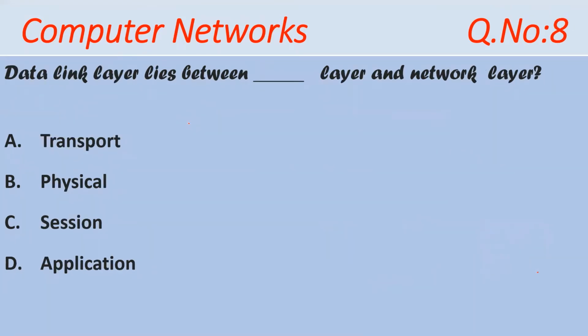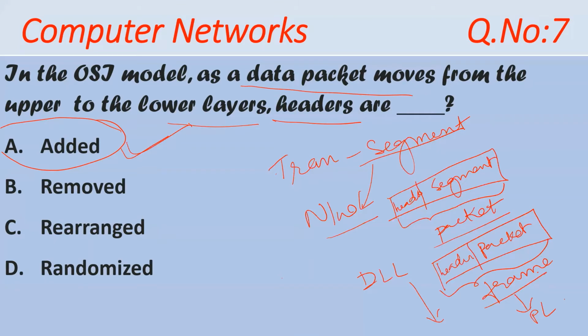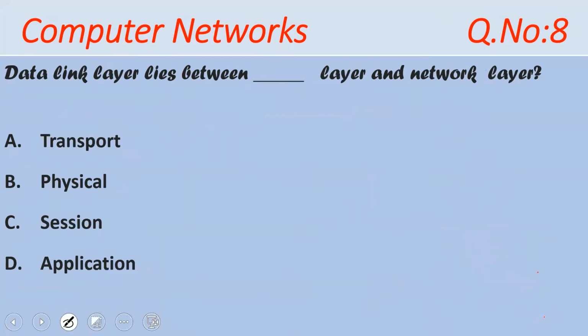Data link layer lies between the physical layer and the network layer. As I already told you in the previous example, the layer above the data link layer is the network layer, and the layer below it is the physical layer. So you can see it is in between the physical layer and the network layer. So the answer is physical layer.